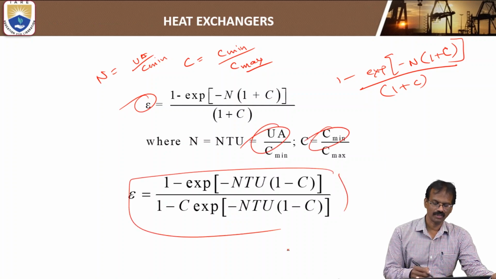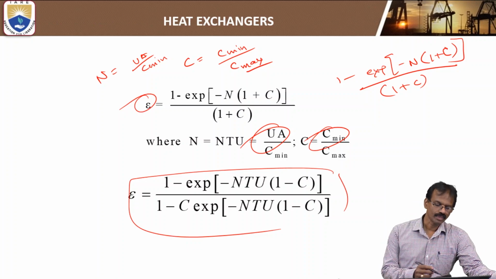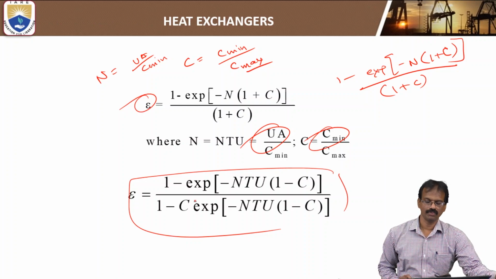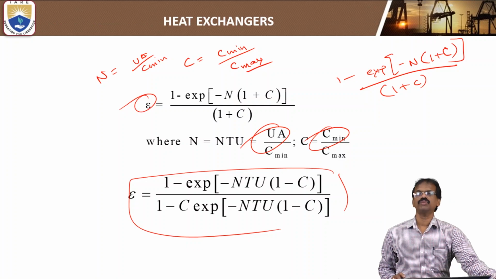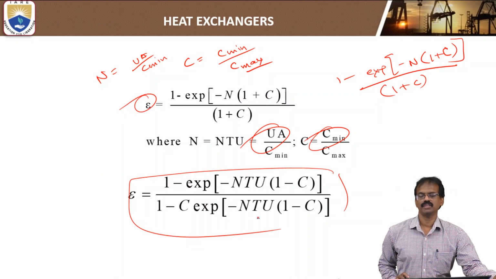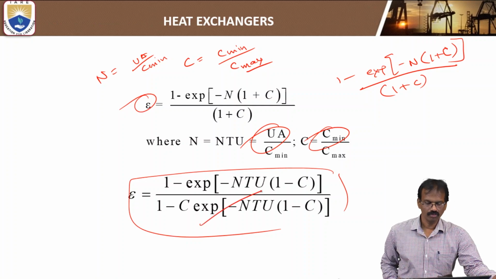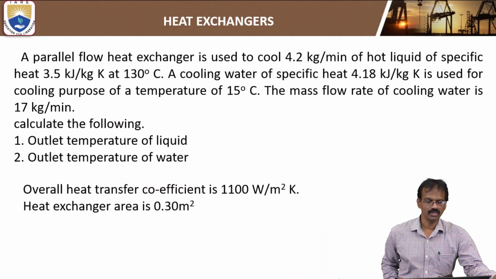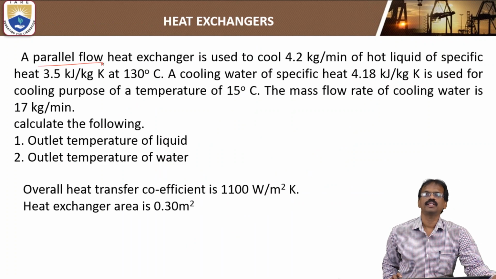This is the formula for finding effectiveness for a counter flow heat exchanger: 1 minus exponential of minus n into (1 minus C), divided by 1 minus C into exponential of minus n into (1 minus C). Here n or NTU, both are the same. So this is the formula. By using this one, we will solve the numerical. So the first numerical we will see is related to a parallel flow heat exchanger.